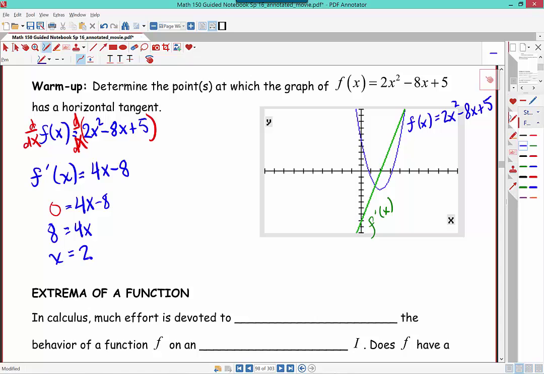And notice that we have an ordered pair, so this function here is the line 4x minus 8. And we have an ordered pair right here at (2, 0) for the derivative graph. And notice if you look down here at this ordered pair, which is at the vertex, do you see that you would have a horizontal tangent line right there?